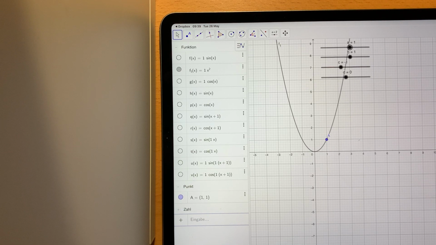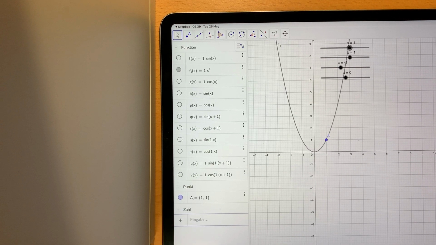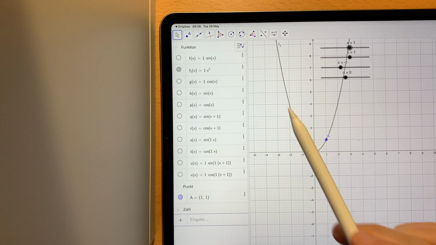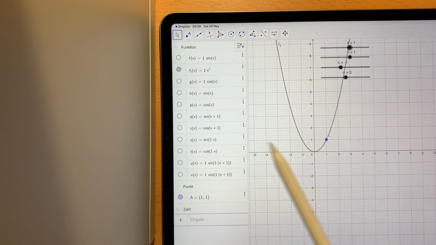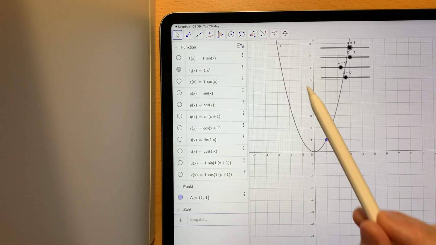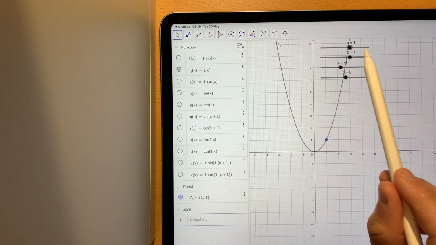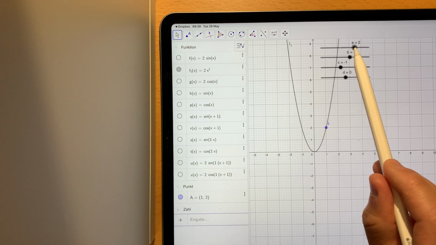Hi, I'm Mr. Huber, and in this video I would like to talk about the vertical stretch. Now look, let's start with something we know very well, the quadratic. Well, 1x squared, so the original parabola. So let's just do 2x squared.